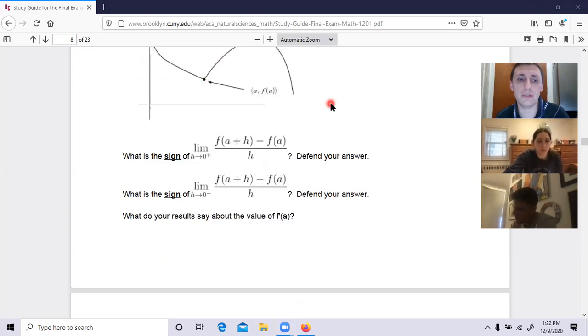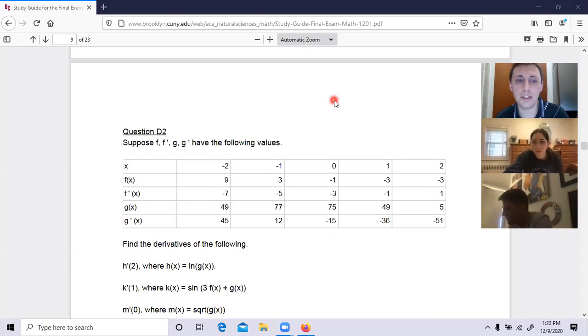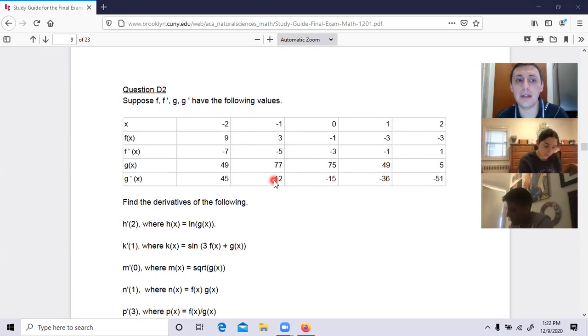Now let's move to the next question. Here is question D2. So we have a bunch of, I have never read it actually. So f prime, g prime have the following values. Here are some values here, right? So then they ask you to find h prime of 2, where h of x is the logarithm of g of x. You understand? So you have all those sort of values. Now help me please calculate h prime of 2. It should take you, well, a minute is very generous, but you can take 2.